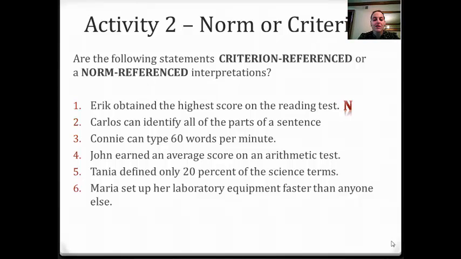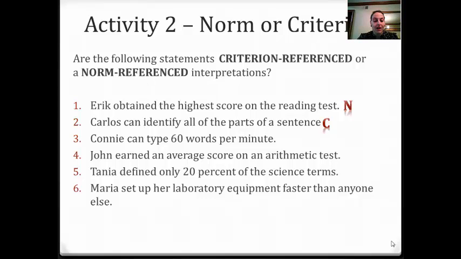Okay. Number 2, Carlos can identify all the parts of a sentence. This would be criterion because here we are focusing on the information at hand, right? So how many parts of a sentence can you identify? The number that you come up with would be criterion, right? Not norm referenced, because there's no comparison group there.